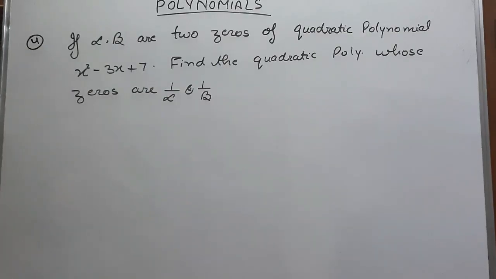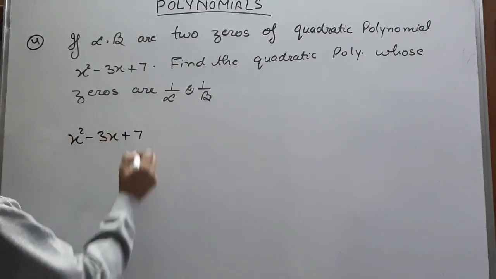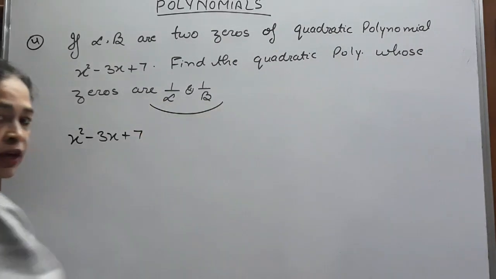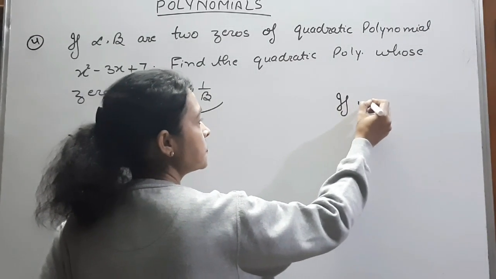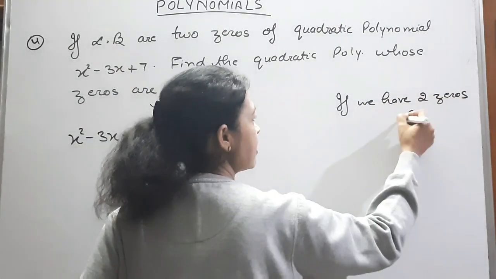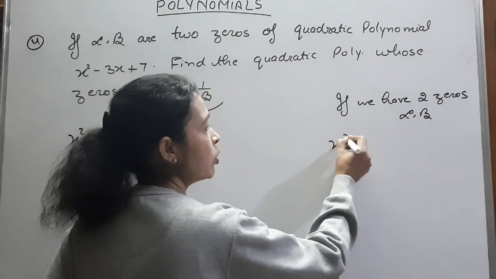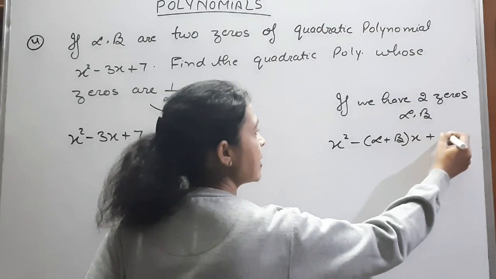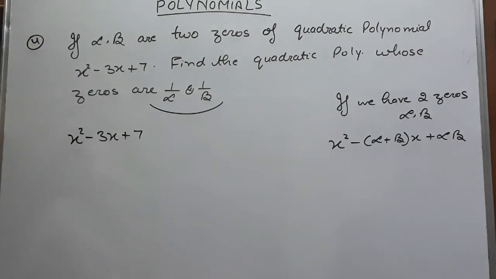If alpha and beta are two zeros of a quadratic polynomial x square minus 3x plus 7, we have to find the quadratic polynomial whose zeros are 1 upon alpha and 1 upon beta. Now बच्चे, if we have two zeros alpha and beta, then the quadratic polynomial will be x square minus alpha plus beta into x plus alpha beta. This is the formula for forming a quadratic polynomial.